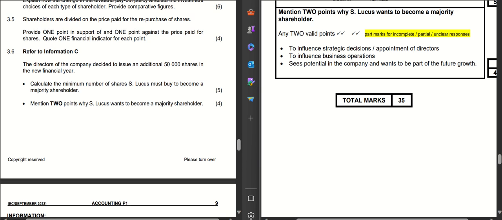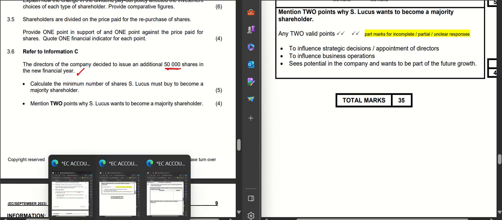3.6, and I'll see if I can touch a bit of question number 4. The question reads on 3.6, refer to information C. The directors of the company decided to issue an additional 50,000 shares in the new financial year. Calculate the minimum number of shares S. Lulu must buy to become a majority shareholder.